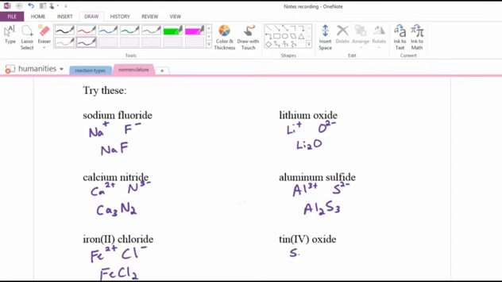Tin 4, so that's Sn with a +4. Oxide is O with a -2. So we crisscross charges, we get Sn2O4. But that's not the answer. Subscripts in an ionic compound have to be the lowest whole number ratio. So we get SnO2. We had to reduce.